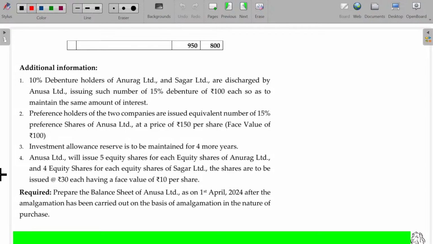Now, additional information. 10% debenture holders of Anurag Limited and Sagar Limited are discharged by Anusha Limited, issuing such number of 15% debentures of ₹100 each so as to maintain the same amount of interest. Same amount of interest. Then automatically what happens? Old rate divided by new rate will be followed. But anyhow, the debentures offered to the debenture holders are not part of purchase consideration. It's only settlement of debt. It will have the impact only in the purchasing company, not here. Right.